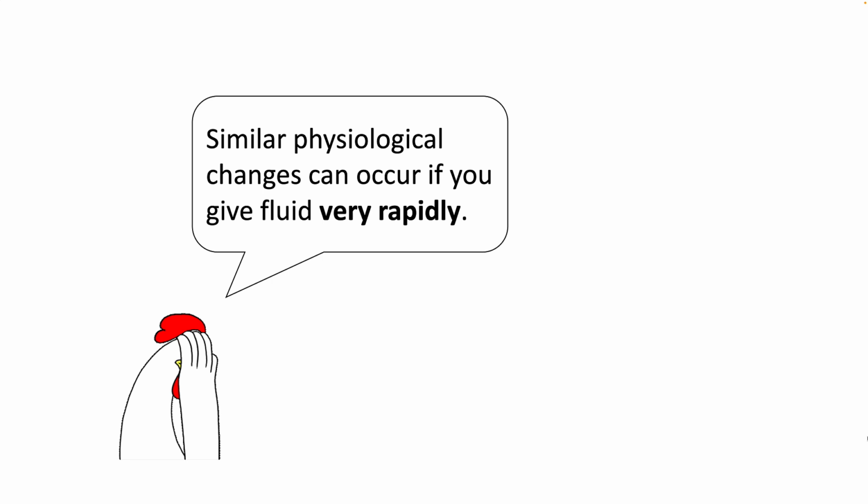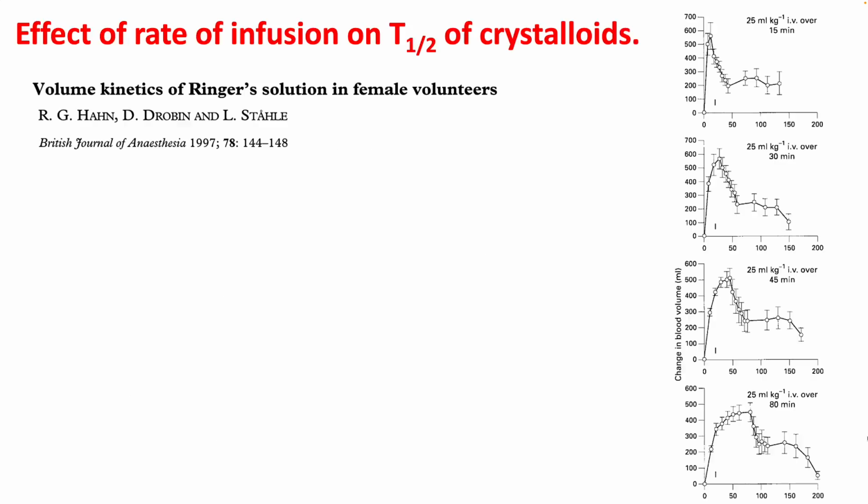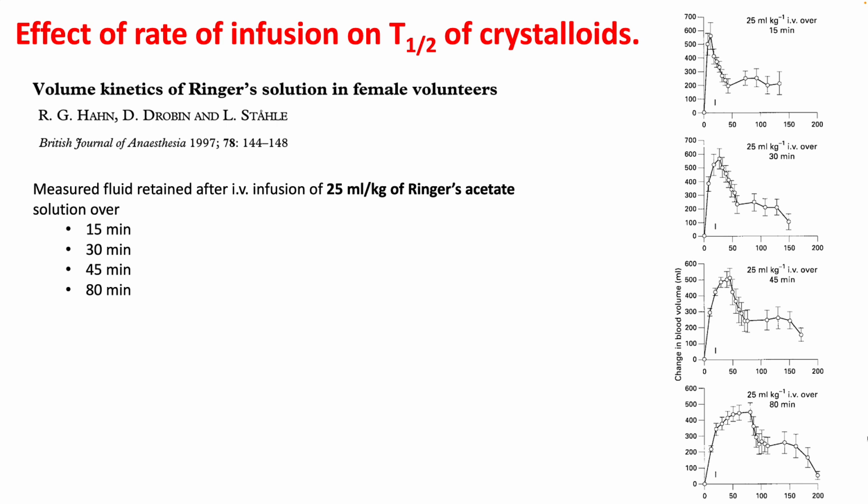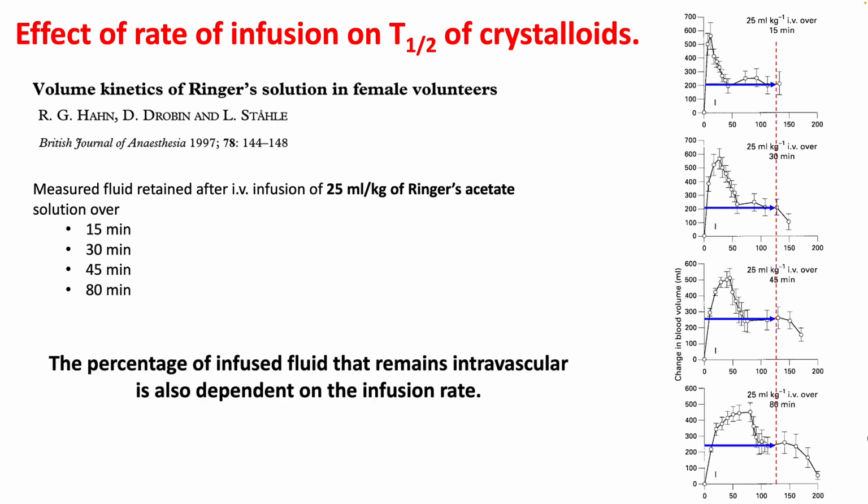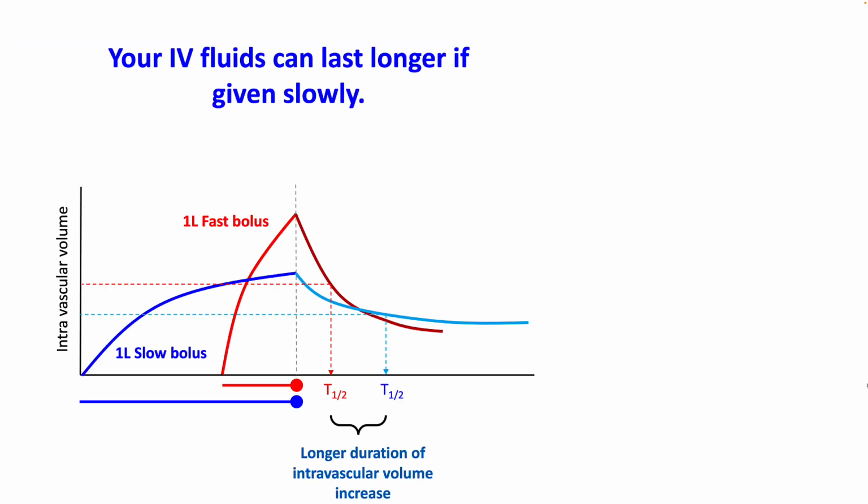Similar physiological changes can occur if you give fluid very rapidly. In this experiment, they gave around 25 ml per kg of ringer lactate at different rates to a normal person. And you can see that the percentage of infused fluid that remains intravascular is also dependent on the infusion rate. A fast rate of infusion has been shown to damage the glycocalyx. So your IV fluids can last longer if given slowly.